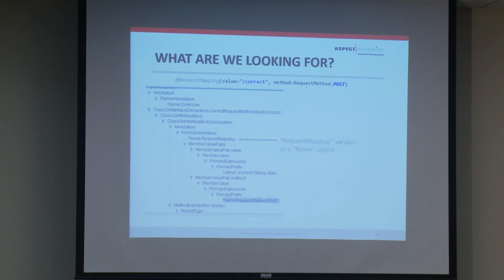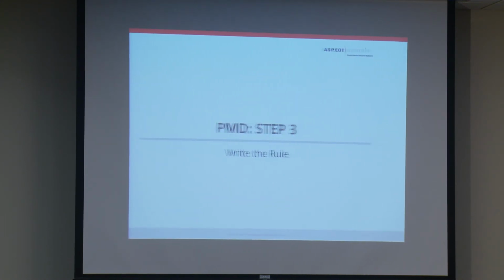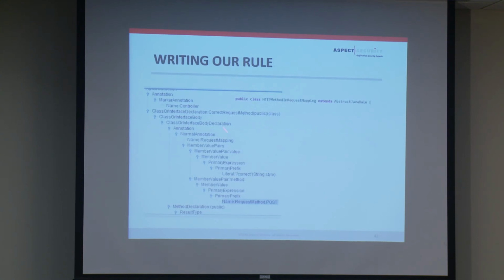So that's what we're looking for. Here we're looking for this RequestMapping as a name, because you see it's specified as a name. And I can see it's a child of NormalAnnotation. So I passed my code into this designer, and this is what it spit out, in case that was not clear. So it's a NormalAnnotation. Then under NormalAnnotation, I see method. Method is what I'm looking for, which is a type of MemberValuePair. And this is the value we're looking for the method to be, which is a type of PrimaryPrefix. I don't know if that was too fast or too complicated, but now we're going to write the rule, so hopefully it'll make more sense. The first thing we have to do is extend this AbstractJavaRule, which is a PMD type.